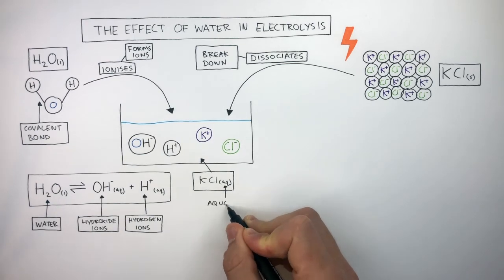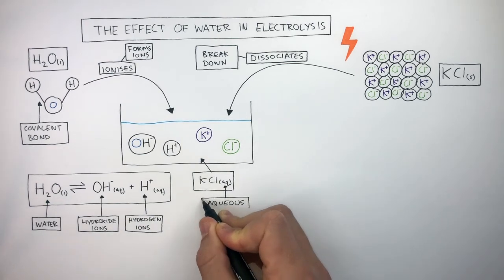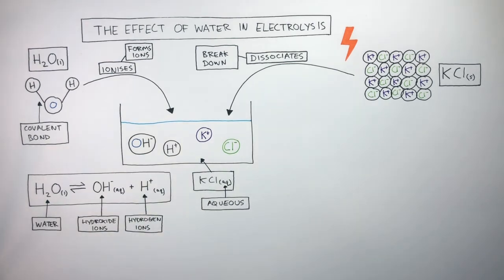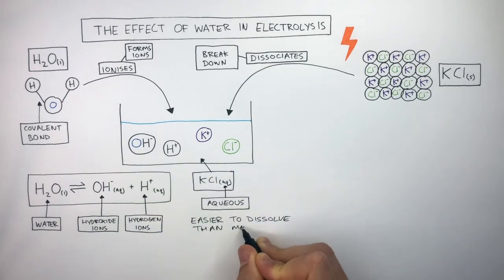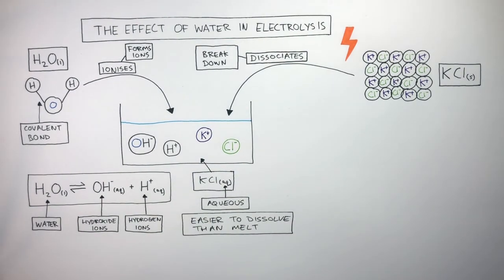AQ means aqueous, which is where a solid has dissolved in water. For electrolysis to work, the ions always need to be free to move. Therefore, the ionic compound either needs to be in an aqueous state or a molten state. Now, it is easier to dissolve than melt, as dissolving just requires putting the ionic compound in water, whereas melting requires high temperatures and a lot of electricity.